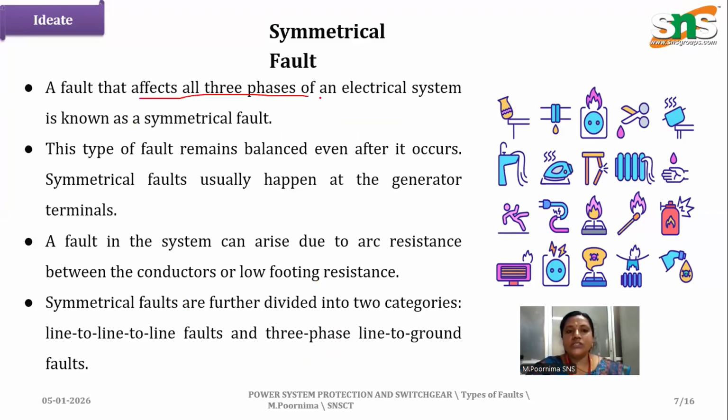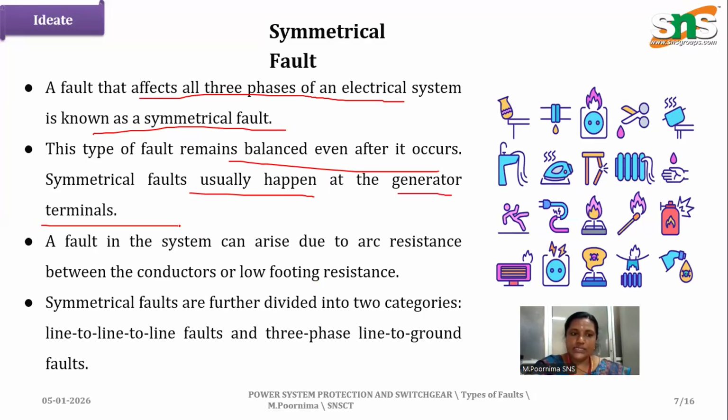The fault that affects all three phases of an electrical system is a symmetrical fault. These types of faults remain balanced even after they occur. Even if the fault occurs, the system maintains balance. This symmetrical fault usually happens at the generator terminals. It can arise due to arc resistance between conductors and a low footing resistance.